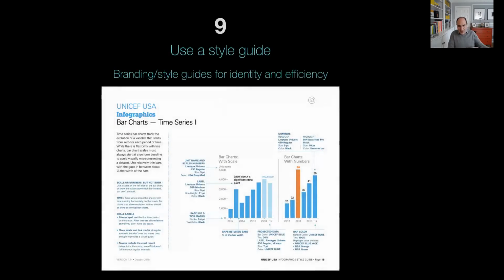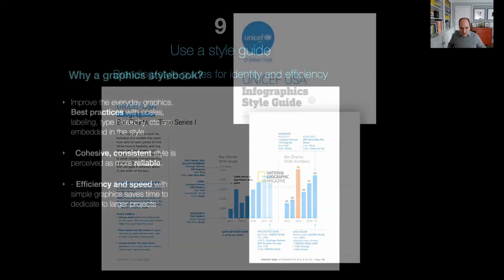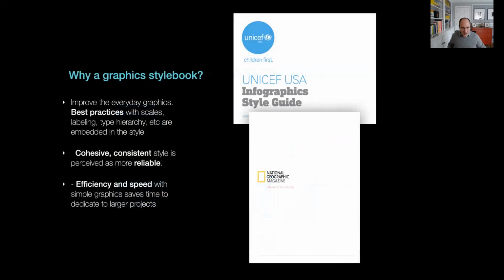And number 9, I repeat, use a style guide. If you're going to produce data visualizations and graphics frequently, try to write down exactly what type of typography you're going to use, what type of colors, because then you will be able to produce more consistent graphics and also to do them faster. So those style books are going to give us best practices with scales, with labeling, type hierarchy, and they make that production of your graphics department much more consistent.